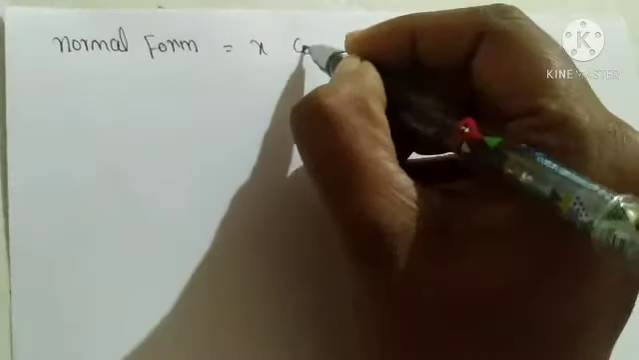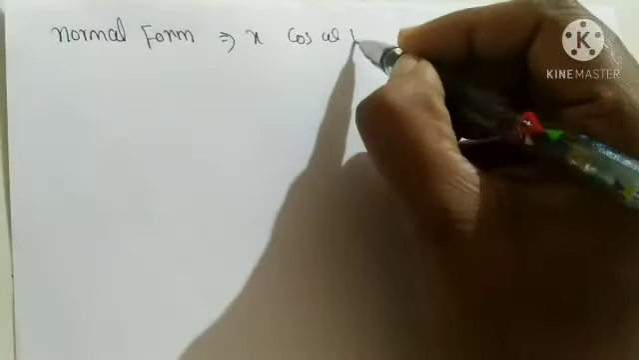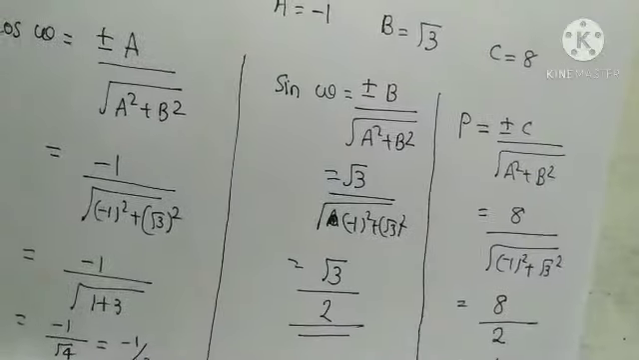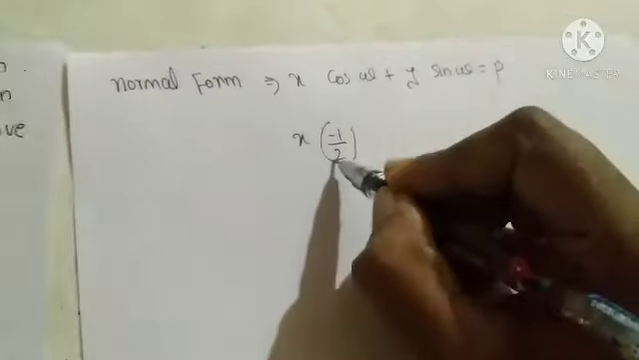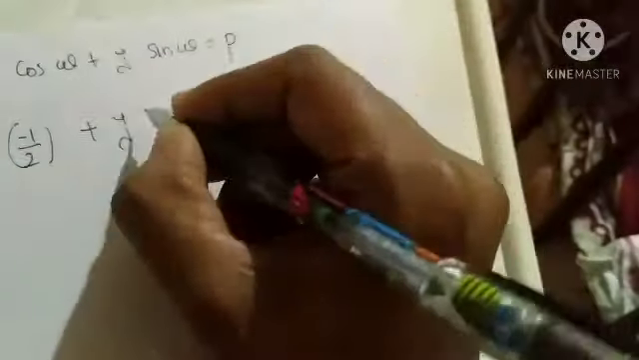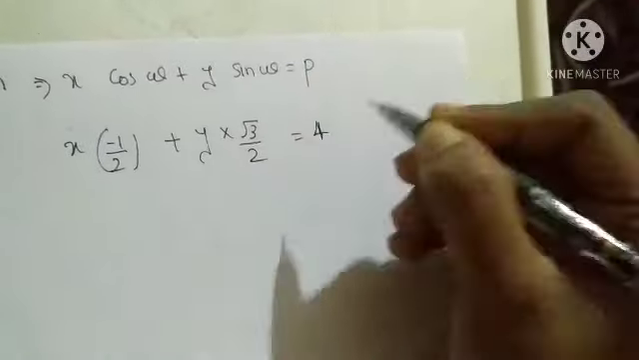And we know that the normal form is x cos omega plus y sin omega equal to P. And we get the value of cos omega as minus 1 by 2, so I am writing here plus y into the value of sin omega, root 3 by 2, and the value of P is 4.